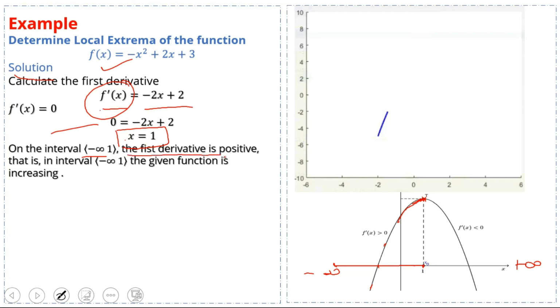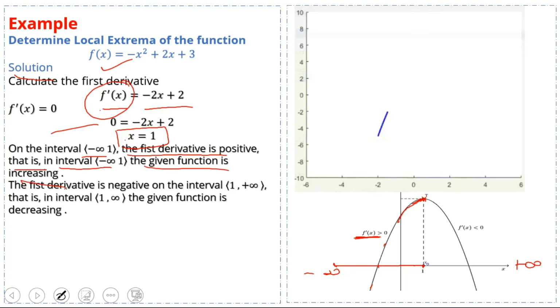The first derivative is positive on the interval from minus infinity to 1, and the given function is increasing. Next, the first derivative is negative from 1 to positive infinity, and the behavior of the function is decreasing. The function is decreasing on this interval from 1 to positive infinity.